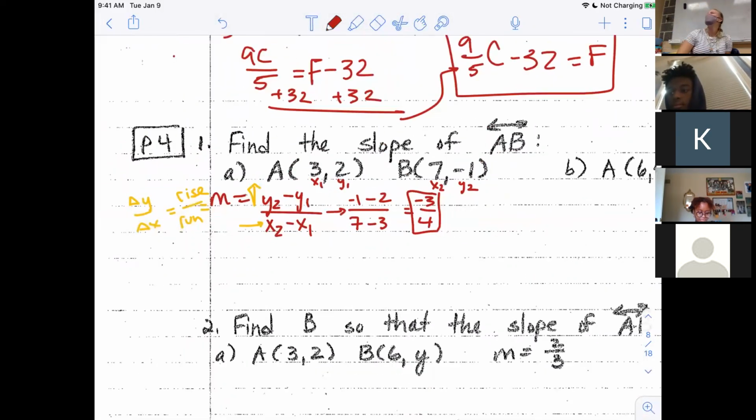Yeah, I love it. All right, so my slope is just -3 over 4. We cool? Yeah. Today wasn't too bad, was it?